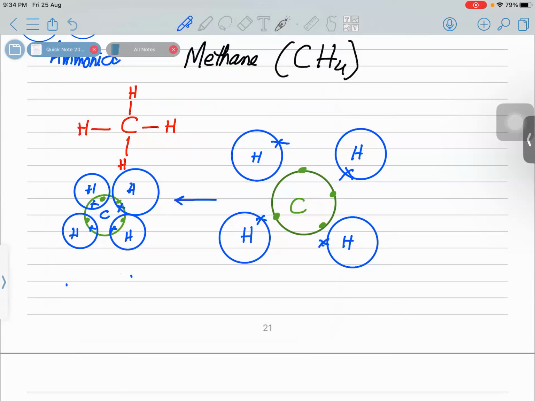This is the methane molecule. So is this simple covalent bonding, single, double or triple? It is single, right? These are single, because all of them are sharing one electron. That's why they are single covalent.